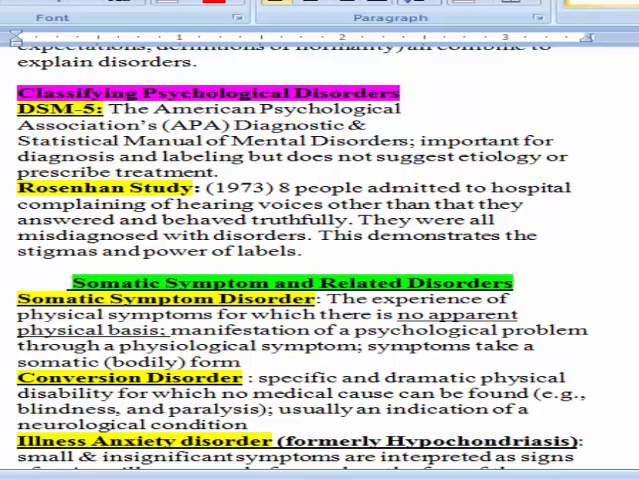Remember that the Rosenhan study is one of those things that sort of warns us about the power of labeling. So remember, that's the study where people were admitted to a hospital, they complained of hearing voices, but other than that, they acted completely normally, but they were all misdiagnosed with disorders. So they were seen as having had disorders even though their only symptom was hearing voices. So that really helps demonstrate the power of stigmas and labels.